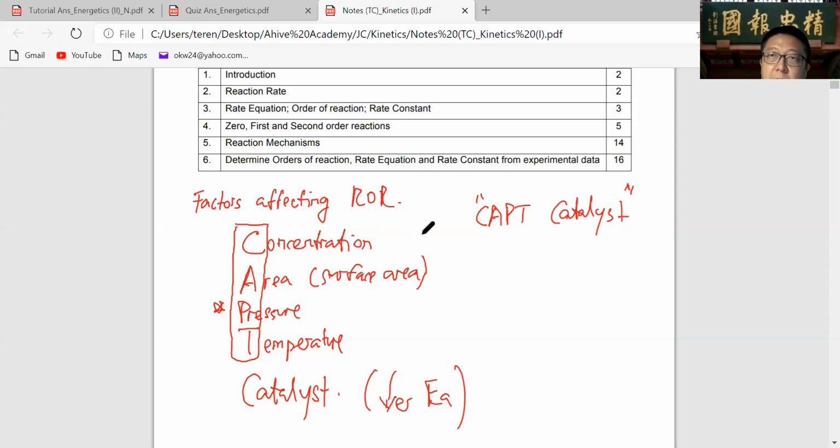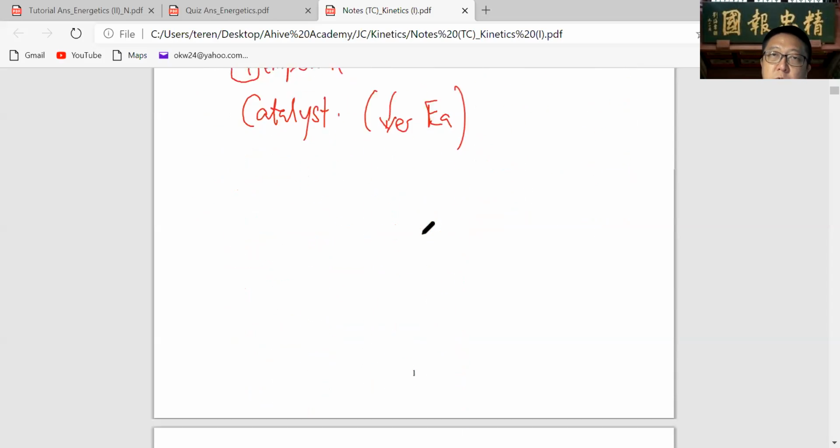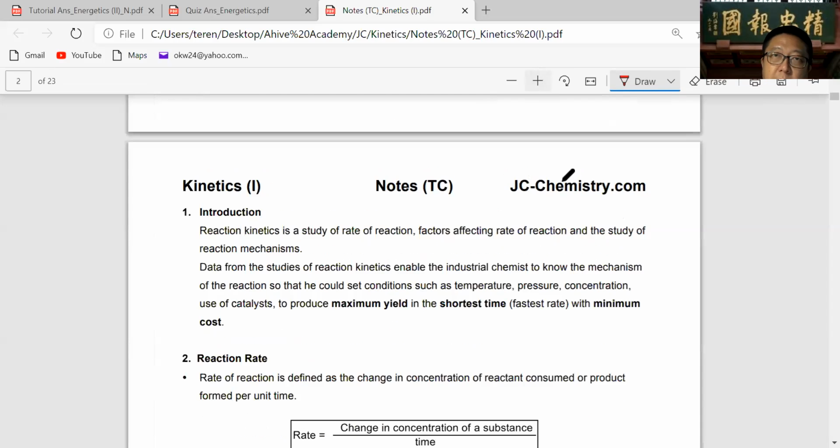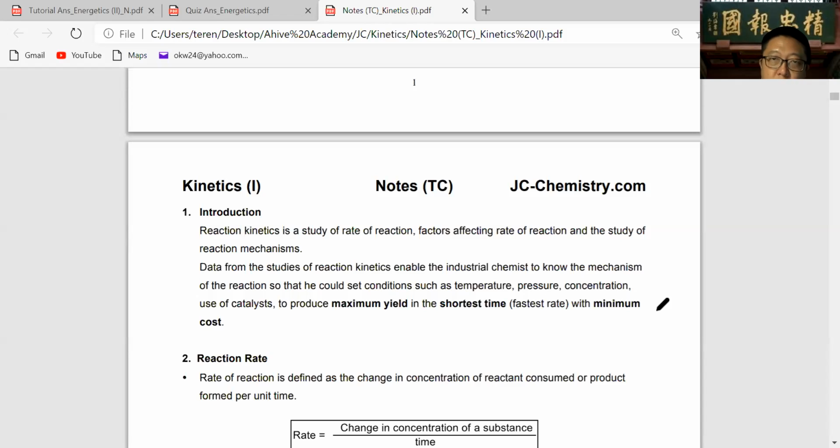All right, let's go straight into the notes. This is the introduction. You can highlight certain things that I will talk about, and then you can take note.